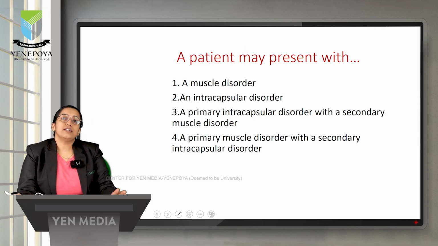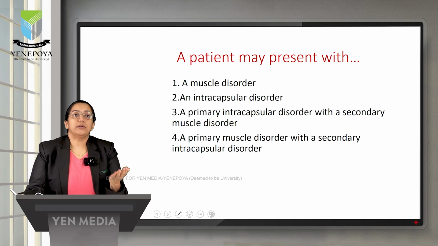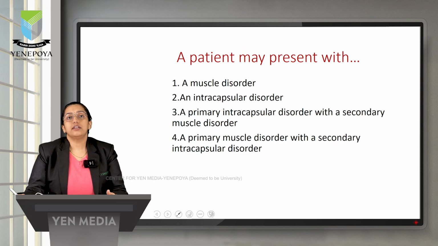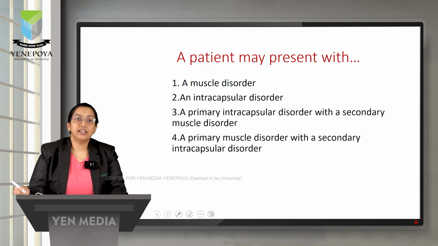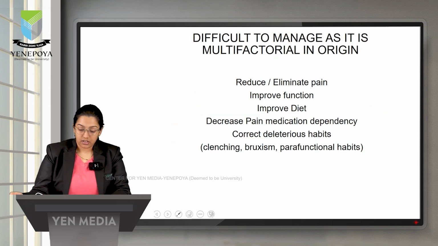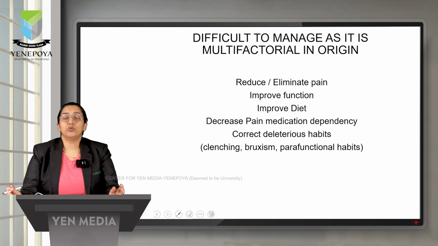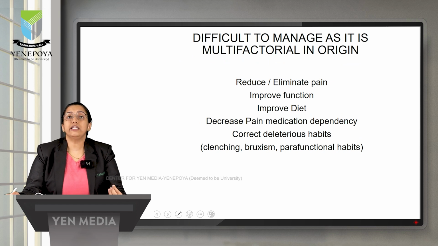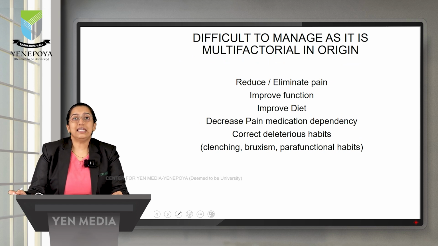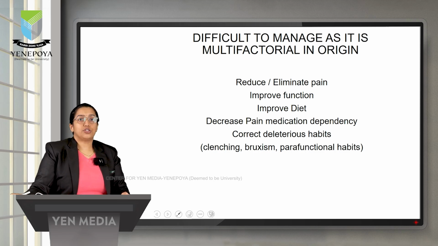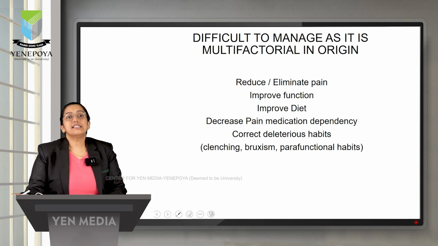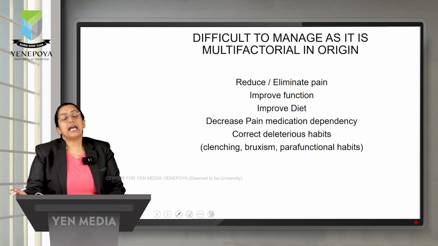So, when a patient presents to us, the patient may present with a muscle disorder, an intracapsular disorder, a primary intracapsular disorder with a secondary muscle disorder, or a primary muscle disorder with a secondary intracapsular disorder. Now, this is very difficult to manage because of its multifactorial origin. Key things in its management are to reduce or eliminate the pain, improve function, improve diet, decrease pain medication dependency and correct any deleterious habits if present.